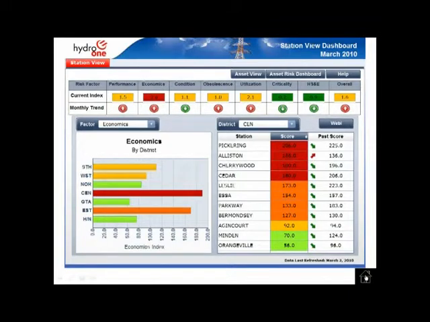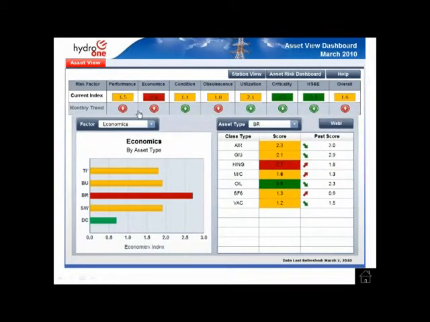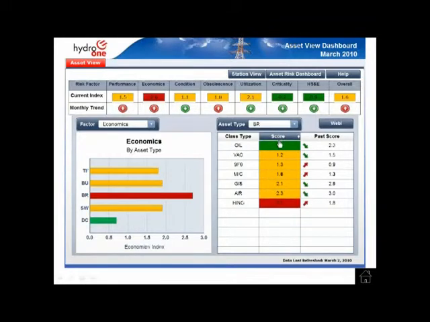Now, we may want to look at this for each risk factor, but we also may want to do this at an asset view, so looking at asset-centric dashboards. And again, here you see that economics is the problem area, and performance is trending 50% worse. But immediately you're able to see that breakers is the root cause of the performance index being red.